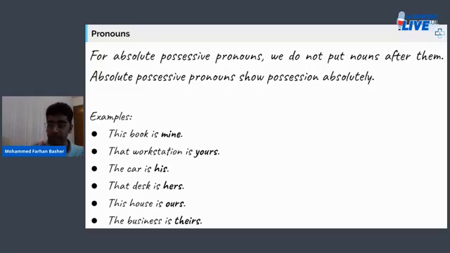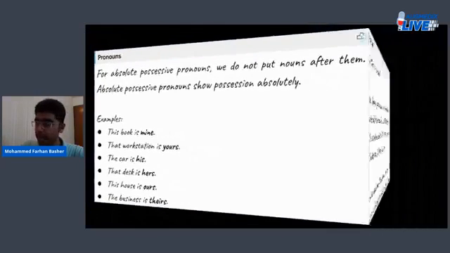This book is mine. That workstation is yours. The car is his. That desk is hers. This house is ours. The business is theirs. You see? So mine, yours, his, hers, ours, theirs. All these pronouns are displaying absolute possession. Absolute possession, no question, right? This book is mine. That workstation is yours. The car is his. The desk is hers. And the house is ours. The business is theirs. All right?